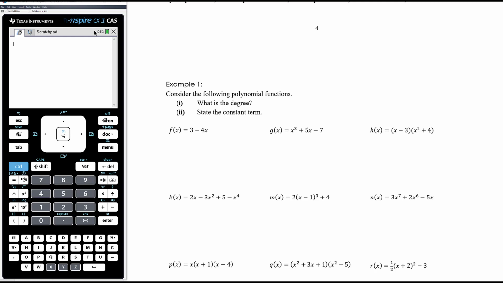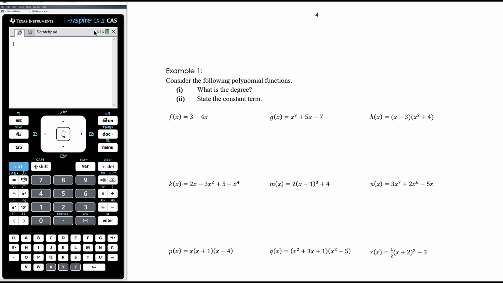Okay, so in f of x, that's a degree 1 polynomial. The highest degree is 1. Okay, and the constant term there, that is the term that is independent of x, is 3. Okay, in g of x here, the degree, highest power of x, is 3. And the constant term, the term independent of x, is negative 7.